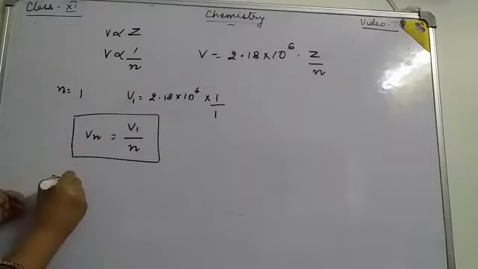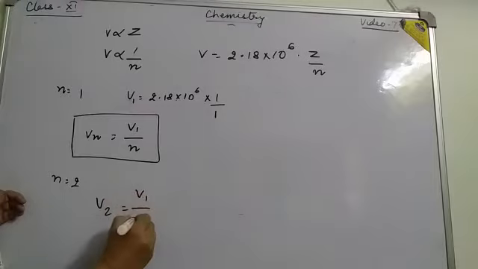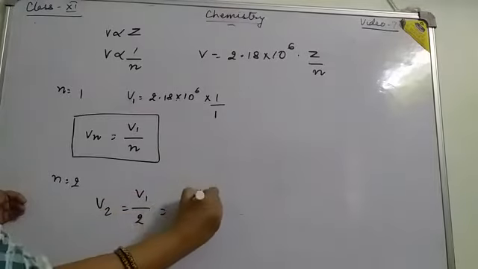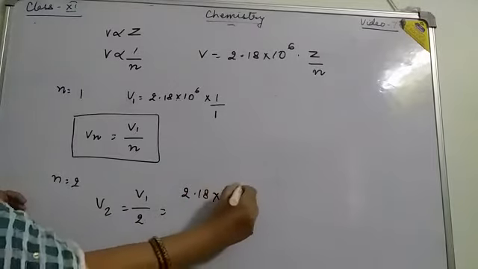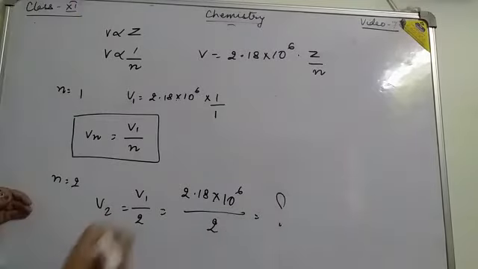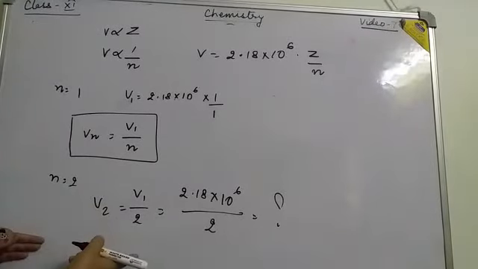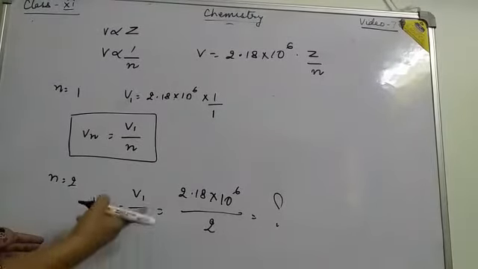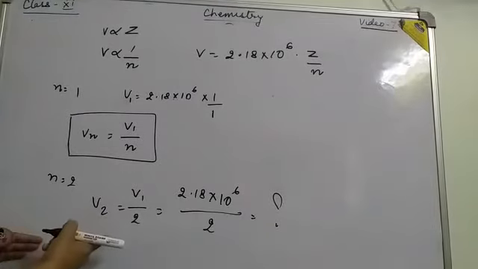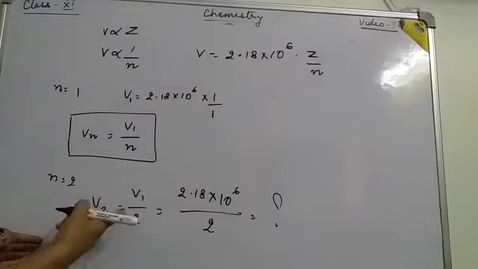For n equal to 2, V2 equal to V1 by 2. So the value becomes half of 2.18 into 10 to the power of 6. For V3 you can use V1 by 3. We can instantly calculate the velocity of different electrons present in different shells by this method.